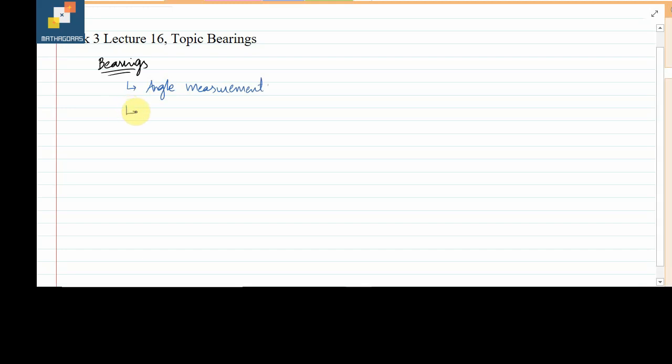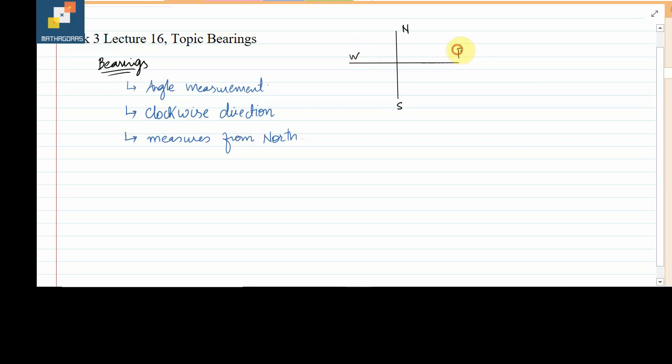So bearing is angle measurement in a clockwise direction always. You can't measure bearings in anti-clockwise. So bearing is an angle measurement and we measure in clockwise direction. Now the starting point, we start it from the north. So you can say that it always measures from north, right? While doing bearings, all of you must be aware of the compass or scale, right? We have north, south, west, east, right? So bearing always starts from the north in a clockwise direction and it is an angle measurement.